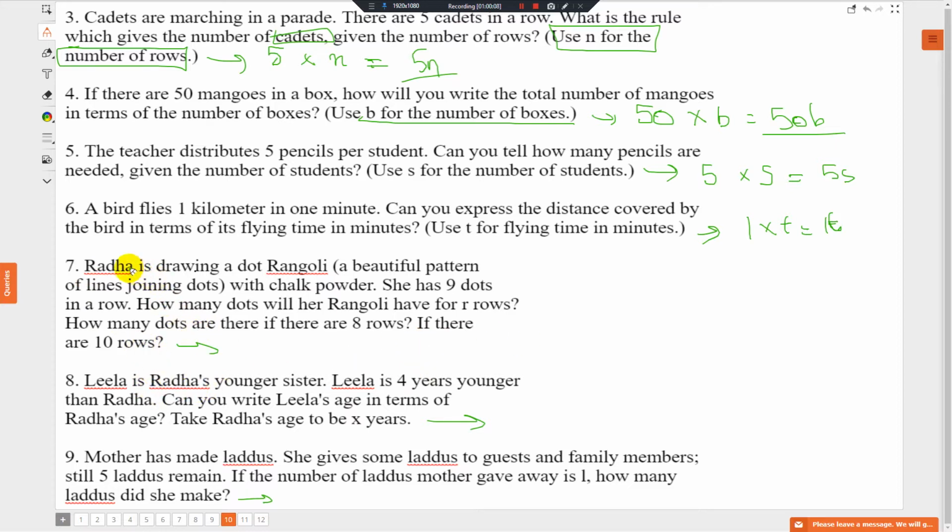Radha is drawing a dot rangoli, a beautiful pattern made with chalk powder. She has 9 dots in a row. How many dots will you have in the rangoli for any number of rows? Think that there's a number of rows. How many rows? Maybe 2, 5, 10, 100, anything.